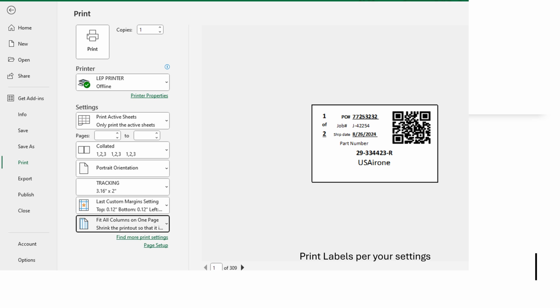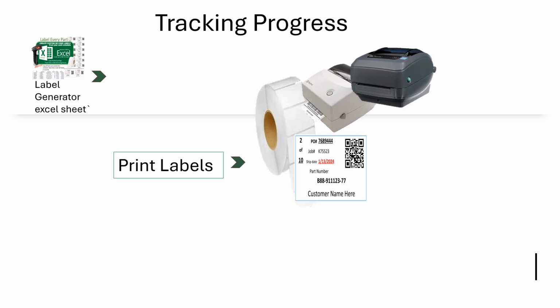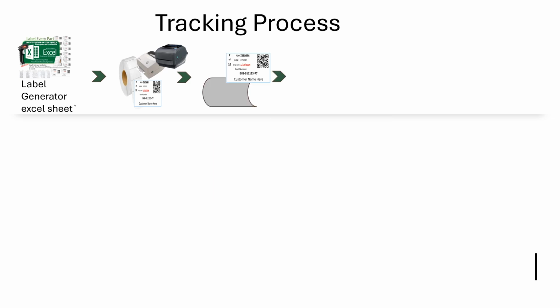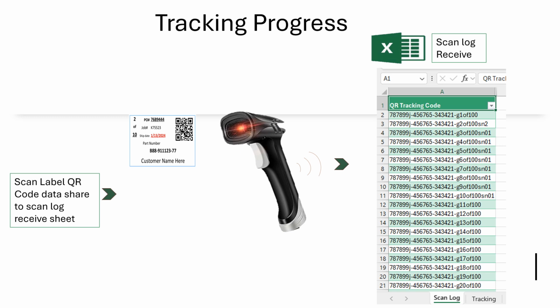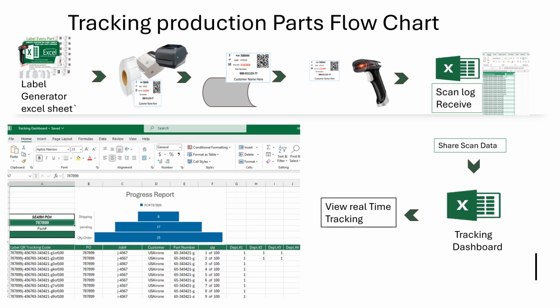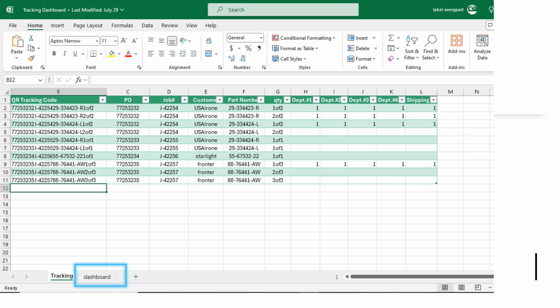Let's review the tracking process. Open Label Generator Workbook and create your labels. Print your labels. Marry your labels to the production parts. Join the label to the parts in such a way that it will stay with the parts throughout your production process. Scan the label into the Scan Log Receive Workbook. Share scan data with the Tracking Dashboard.